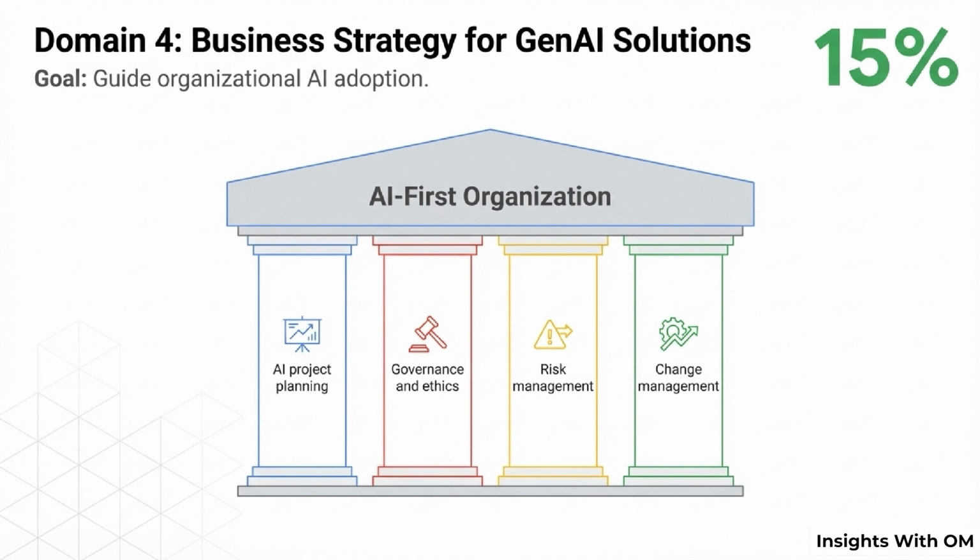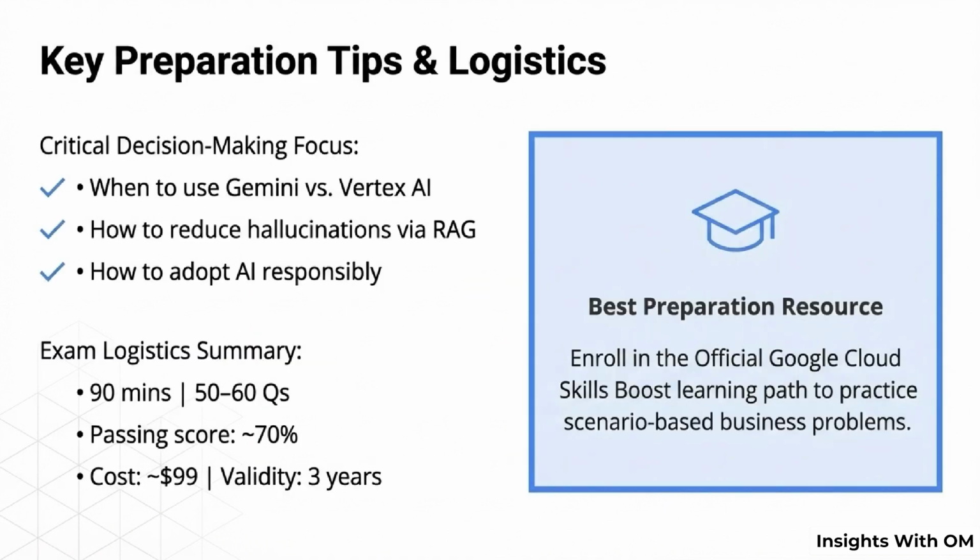To prepare for the certification exam, it is best to focus on understanding concepts rather than memorizing definitions. Try to think like a decision maker evaluating different AI solutions. Ask yourself which tool is best for a particular business problem, how hallucinations can be reduced using techniques like RAG, and how AI systems can be implemented responsibly.